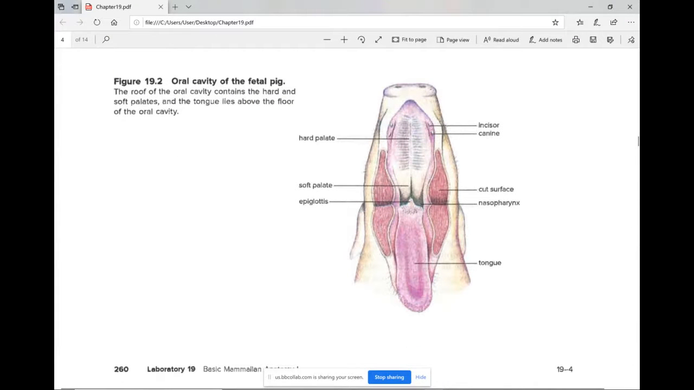Here they're showing the oral cavity, right? And you could see the teeth are already out. You could see the hard palate, the soft palate, the epiglottis.